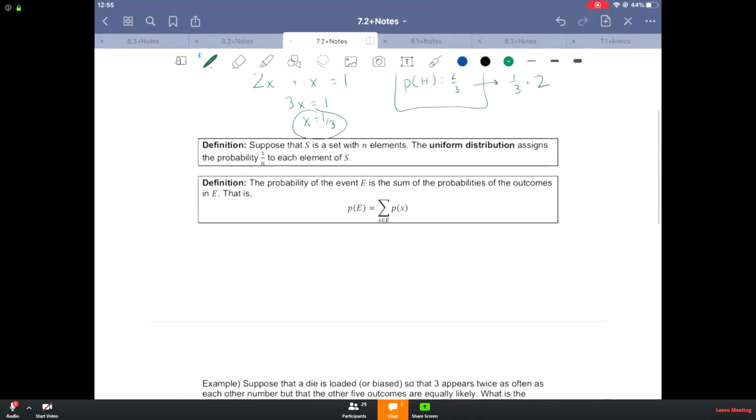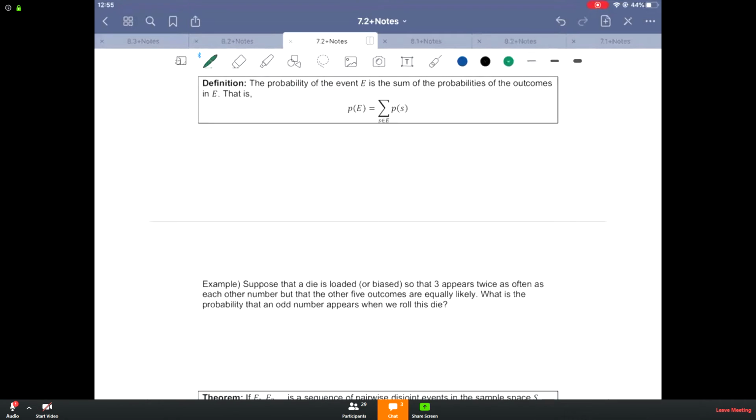All right, so let's look at this example here. Suppose that a die is loaded or biased so that 3 appears twice as often as each other number, but that the other 5 outcomes are equally likely. What is the probability that an odd number appears when we roll this die? Okay, so we have a biased die, right? There's 6 sides, but in this case, the 3 appears twice as much as every other number, and every other number has the same probability of showing up. All right, so let's break this down into pieces.